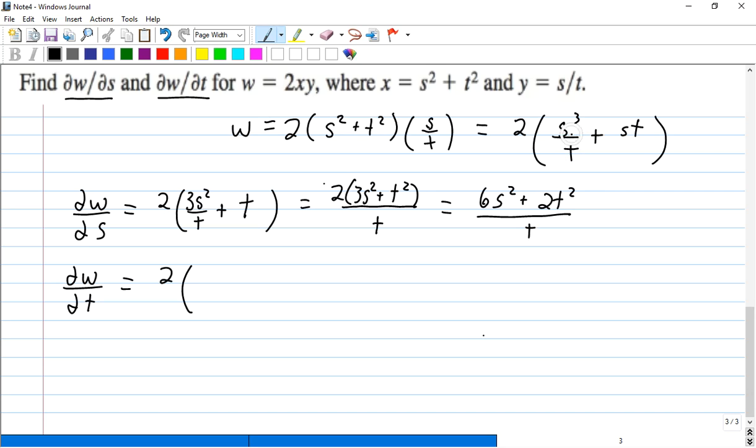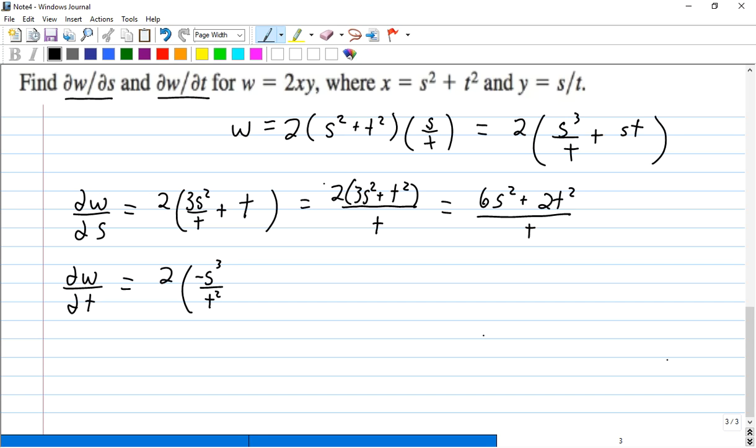Now this first integral here, now that s cubed is a constant term, I'm taking the derivative of 1 over t. Remember, that's the same thing as t to the negative 1 power. So my s cubed stays there, but the derivative of t to the negative 1 power is negative t to the negative 2. Right? Or negative, that's right, negative s cubed over t squared.